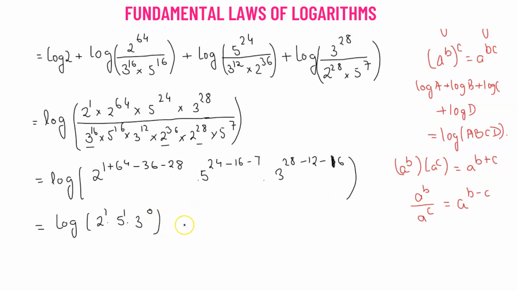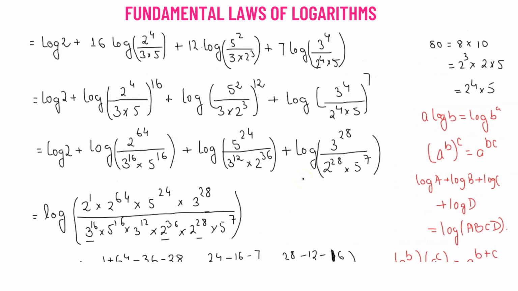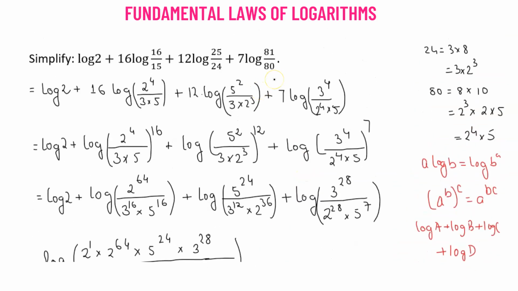Fine. So that means we are left with log of 2 times 5. So log of 2 times 5, that's 10. And whenever the base is not given, it's always assumed to be 10. So we have log of 10 to the base of 10. This value is equal to 1. So this is the simplified value of our given logarithmic expression.